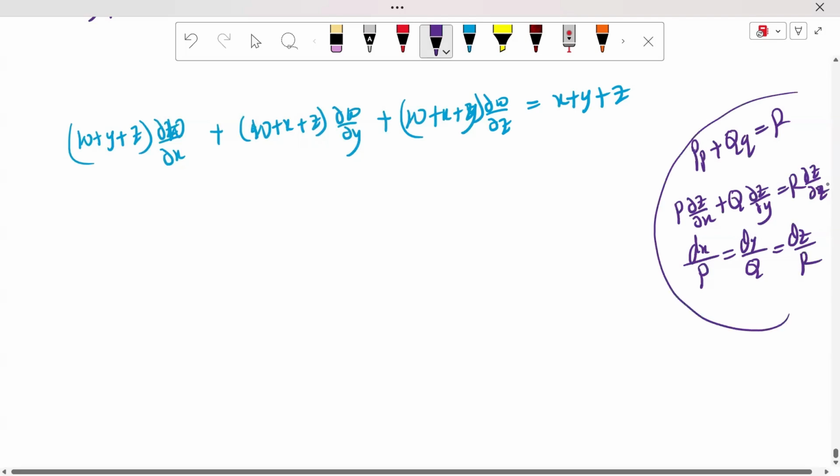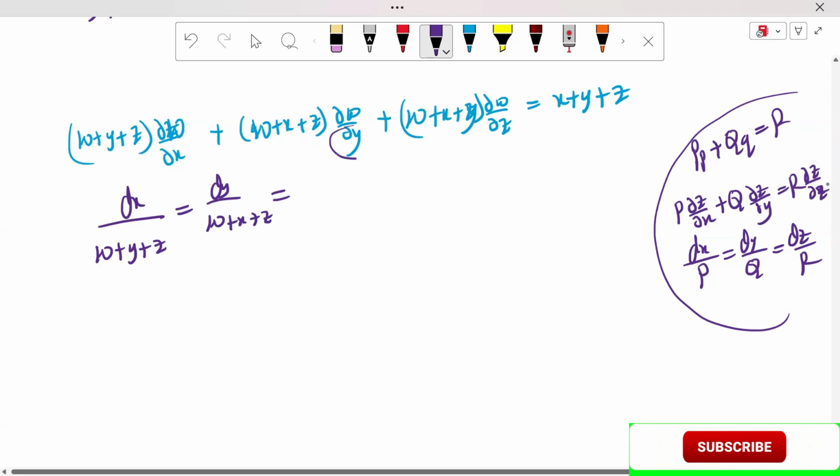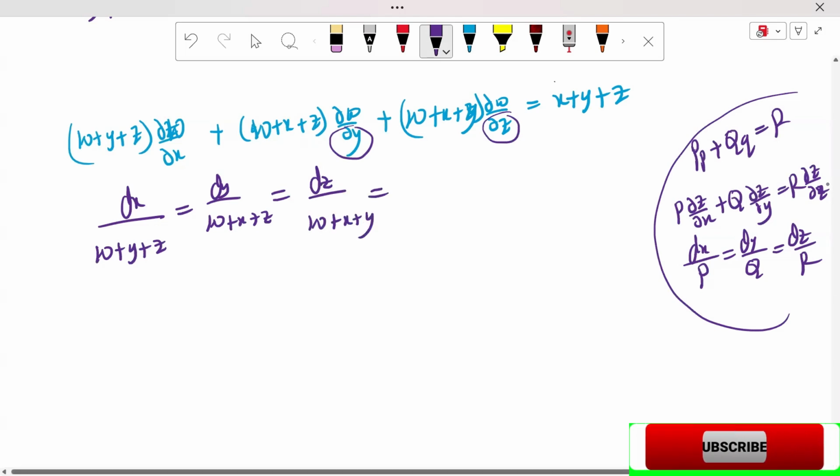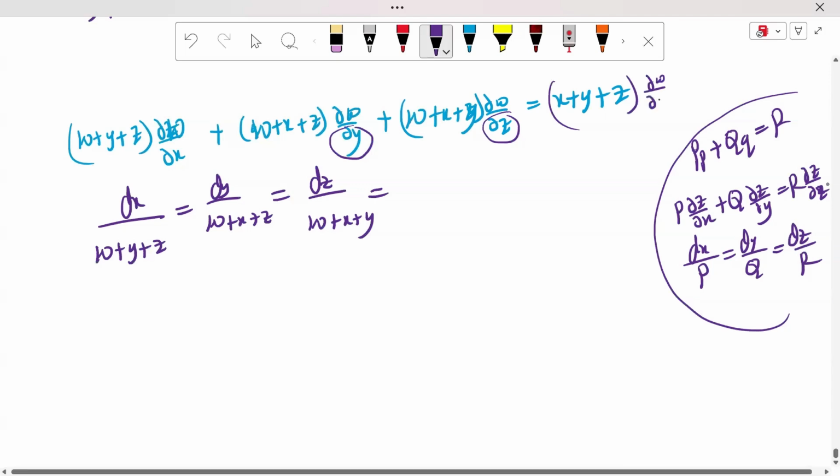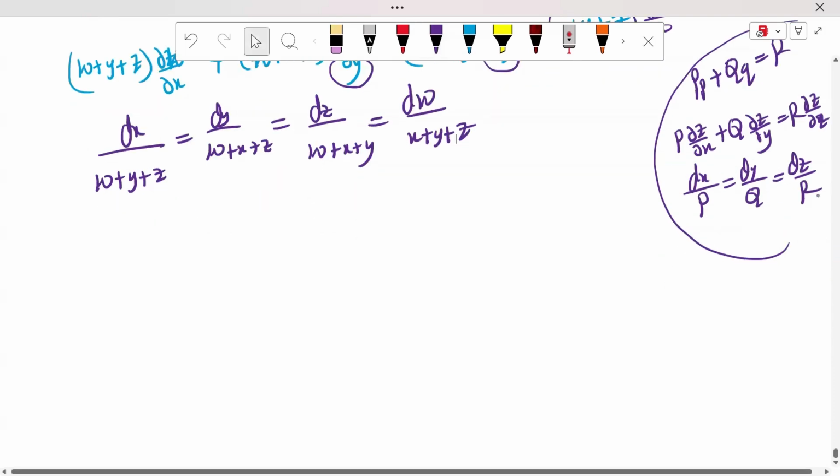But the given equation in this form, by observation, dx by y plus w plus z and dy by w plus x plus z, because here it is the partial derivative with respect to y, and here the partial derivative with respect to z. It is dz by w plus x plus y. And since it is into dou w by dou w, dw by x plus y plus z, sir. It is the concept. Very clear, sir. The given question is very clear.